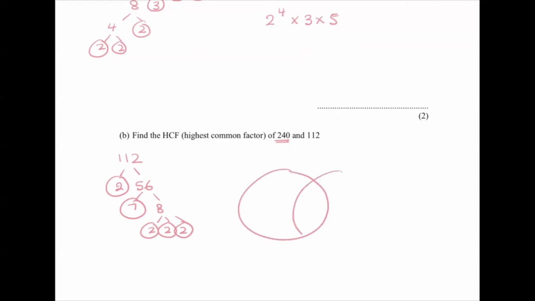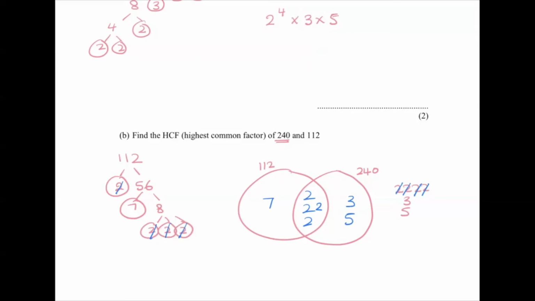So this is my 112. This is my 240. I am going to match in to the middle any that are common. I'm also going to list these out so that I can see them really nice and clearly. I won't relist these because I can see those already. So this 2 can pair up with that one. And I'm going to keep going until I have bound them all. There is no 7 common and there's no 3s and 5s common.